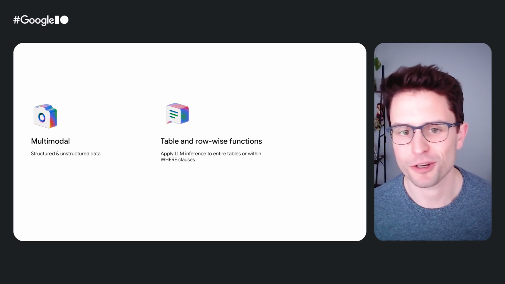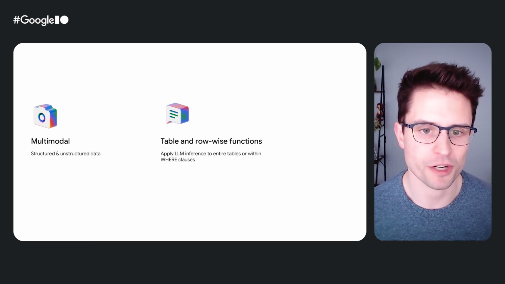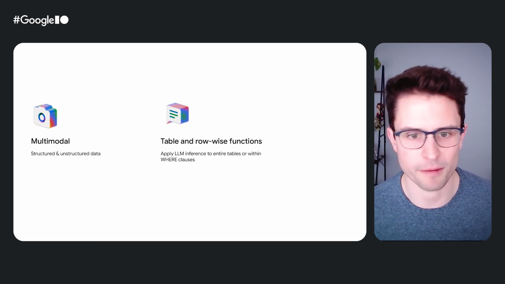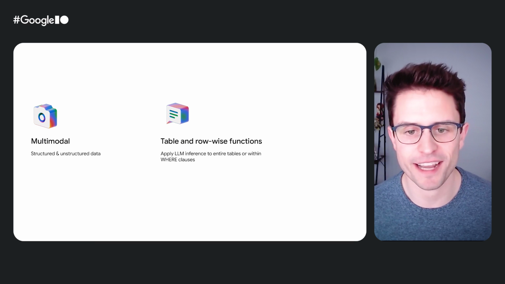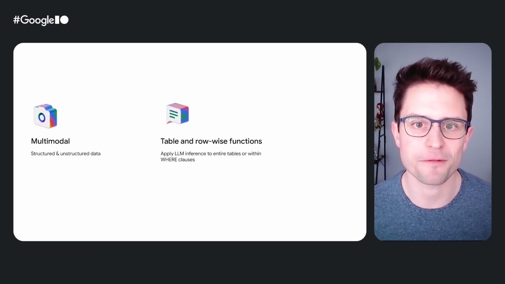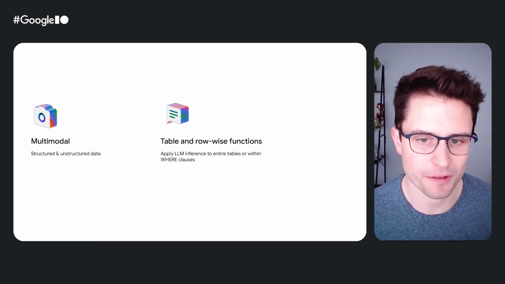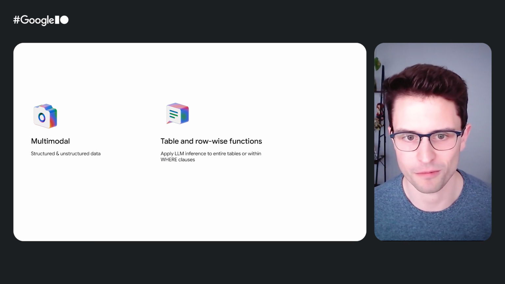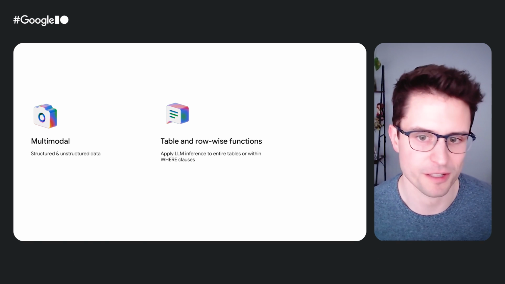So, in addition to your structured fields in your tables, you can even reference unstructured data living in Google Cloud Storage, like images, audio, documents, and more. And you can mix that structured and unstructured data together in a single inference query. Lastly, you have the flexibility to apply generative AI to all rows within a table, or you can choose to only run inference on a small subset of records.